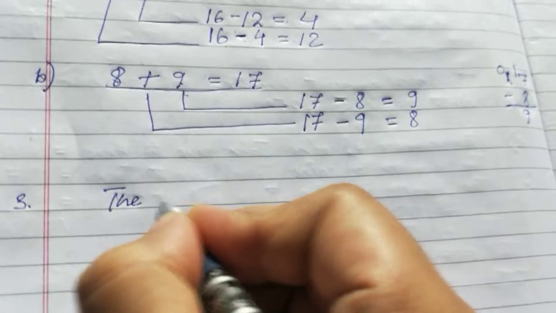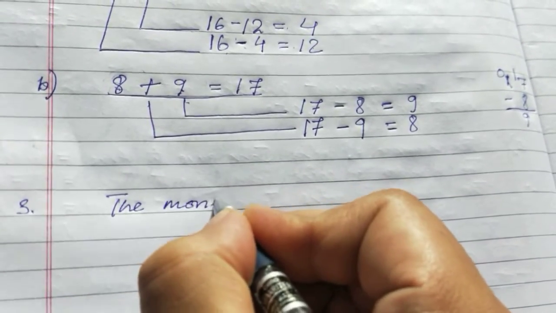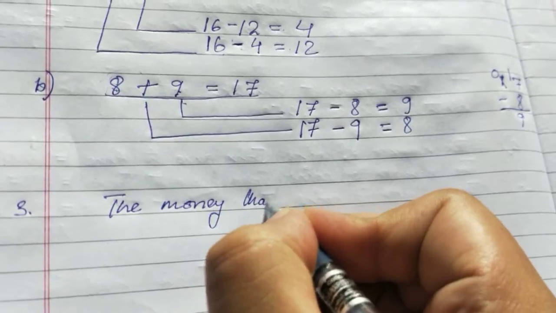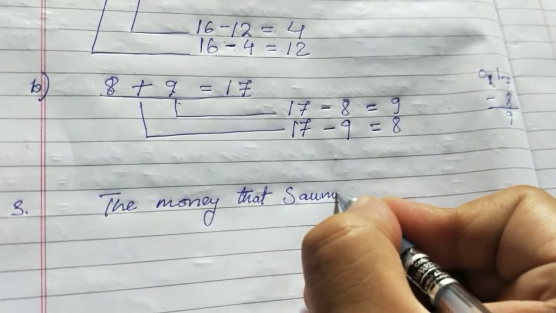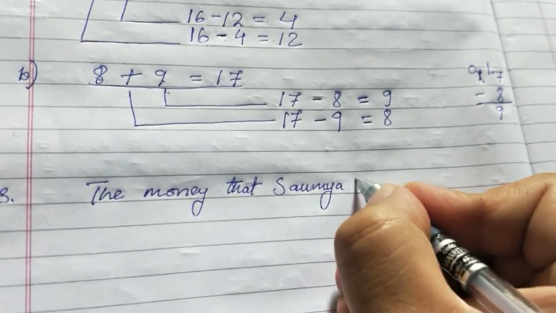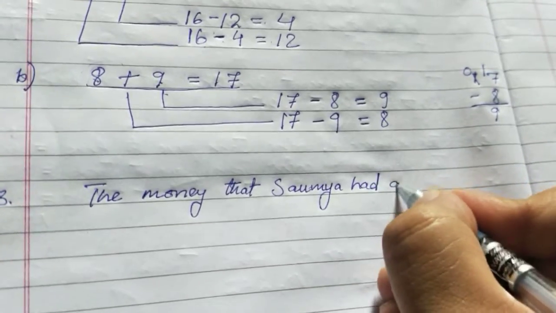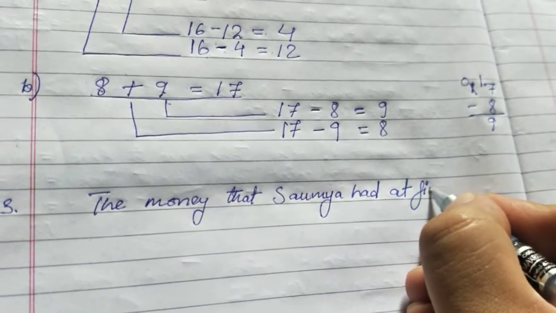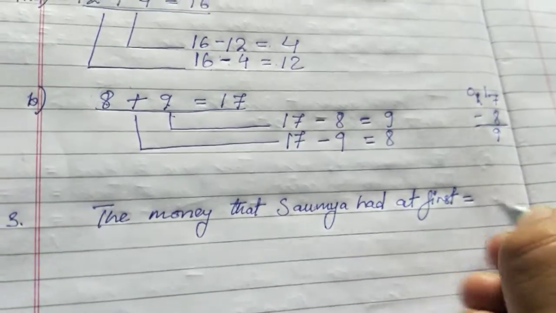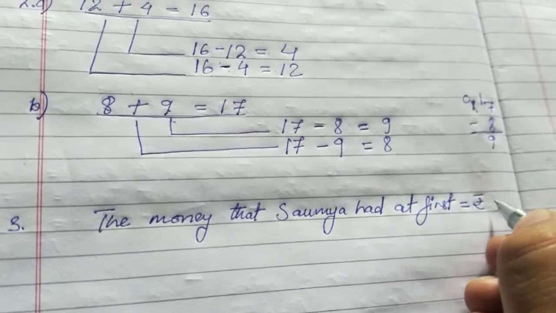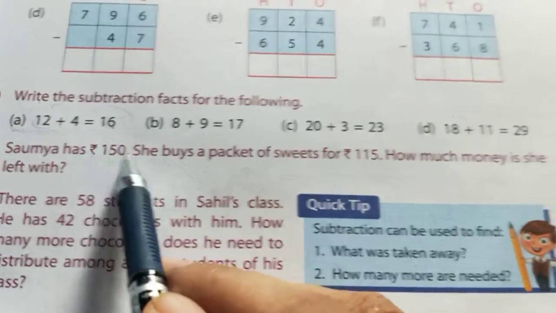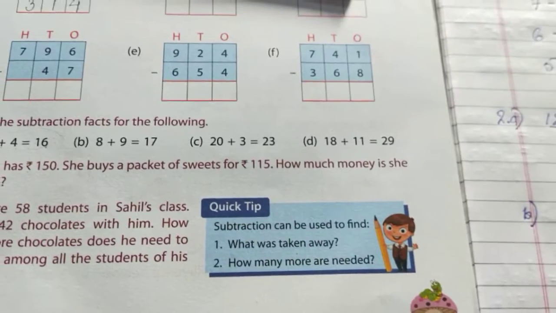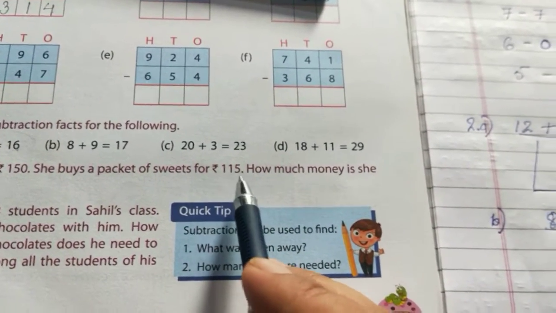The money that Somya had at first is equal to rupees 150, isn't it? Here Somya has rupees 150. Now she buys a packet of sweets for rupees 115.